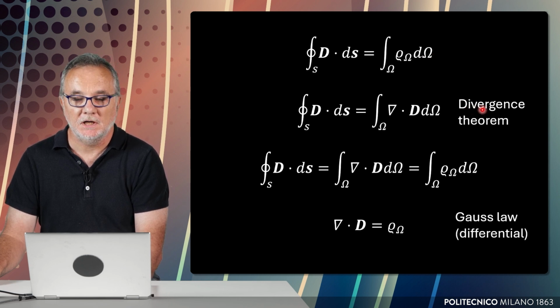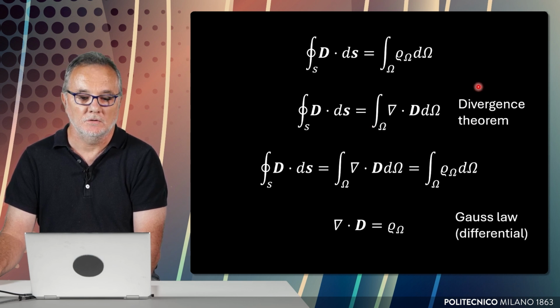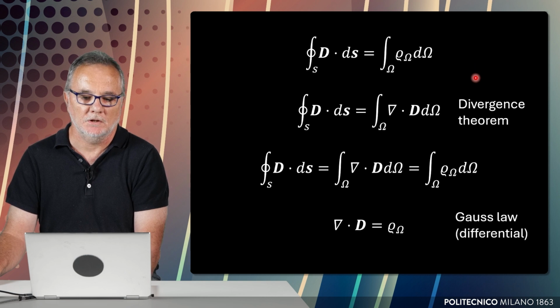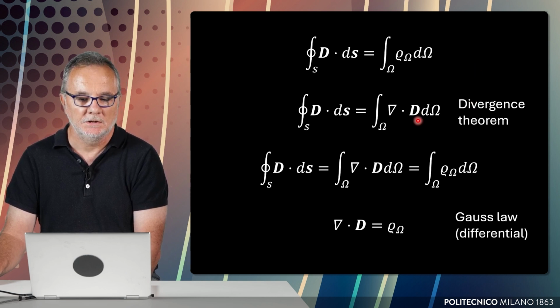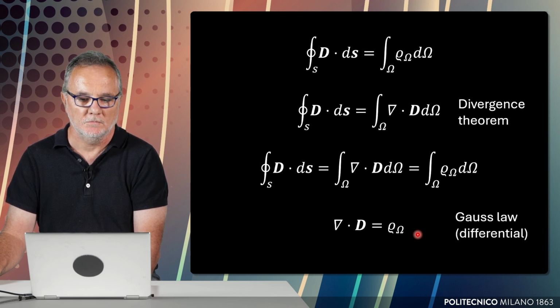But by the divergence theorem, the total flux of a vector equals also the integral over the volume of the divergence of the vector itself, when the surface, of course, is a closed surface, the boundary of that volume. This allows us to equate the divergence of D to the volumetric charge density. And this can be seen as Gauss' law in differential form or punctual form.